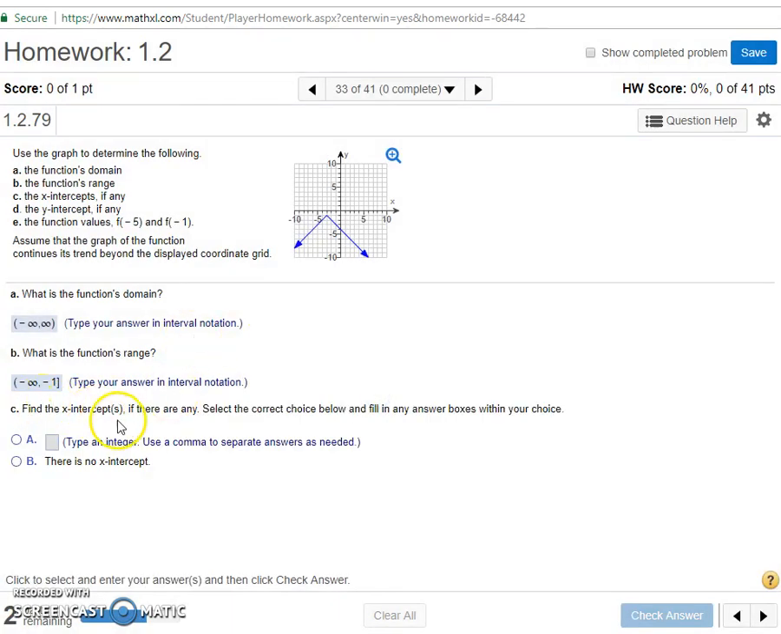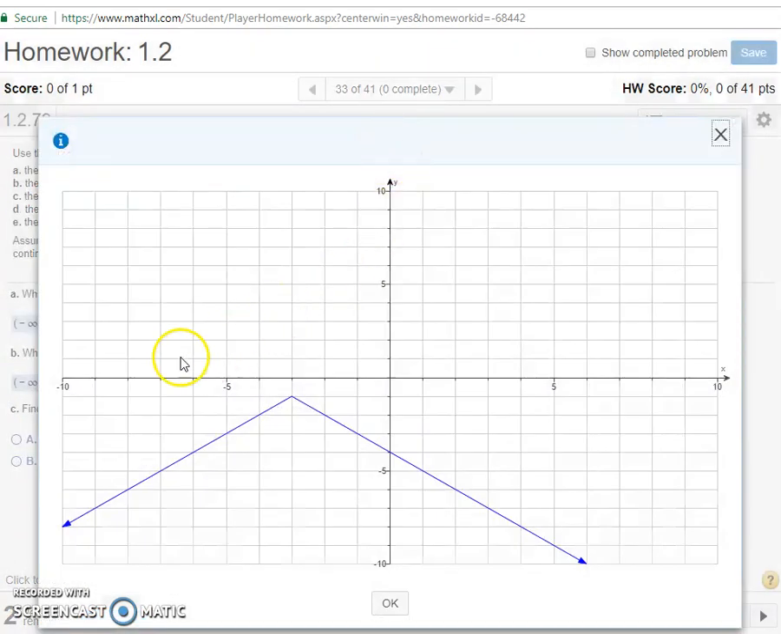It says find the x-intercepts if there are any. There are not. It never even reaches the x-axis, so there are no x-intercepts.